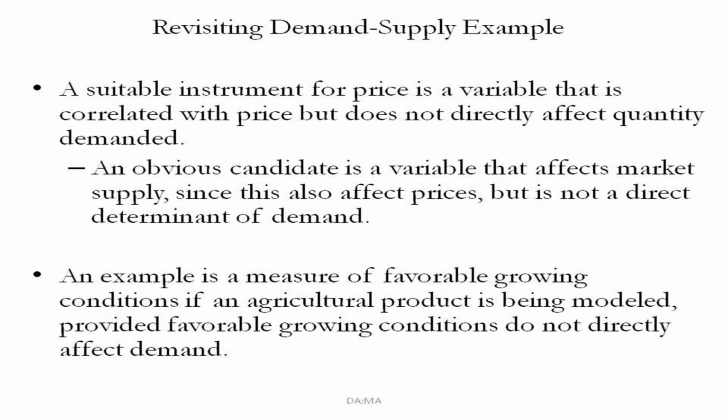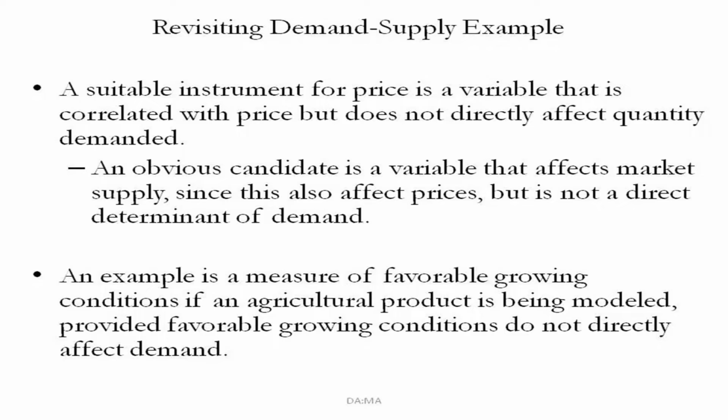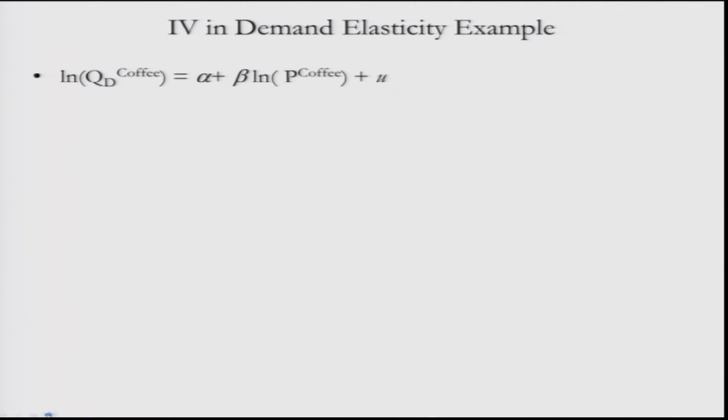One example is a measure of favorable growing conditions if an agricultural product is being modeled. What we had discussed before is the Starbucks coffee example, but now suppose we move to an agricultural product. You can think of demand for anything, and the reason that we are first talking about an agricultural product here is that this is traditionally the example in which the instrumental variable actually came up, provided favorable growing conditions do not directly affect demand. Once again, suppose we are talking about coffee beans here and not the final cup of coffee that is sold in the retail outlet.